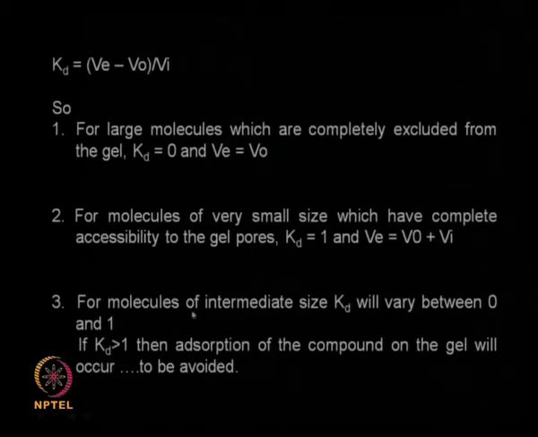But generally we may have Kd varying between 0 and 1, okay. So Kd can vary between 0 and 1. In that situation your eluent volume will vary between V0 and V0 plus Vi.